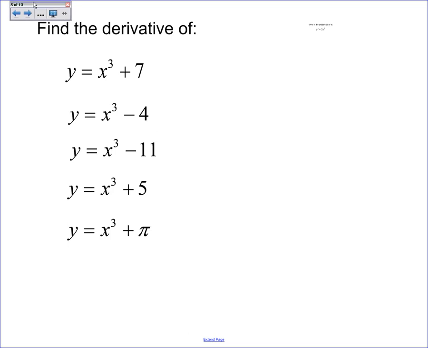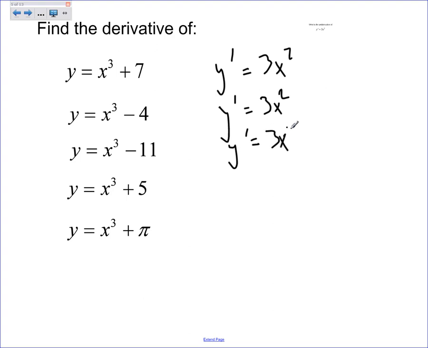All right, so now we're going to go forward. We're going to find the derivative of x cubed plus 7. The derivative of x cubed plus 7 is 3x squared. The derivative of x cubed minus 4 is 3x squared. The derivative of x cubed minus 11, 3x squared. The derivative of x cubed plus 5, 3x squared. The derivative of x cubed plus pi, 3x squared. Okay? So, there's a pattern there, I think. Hopefully you saw the pattern.